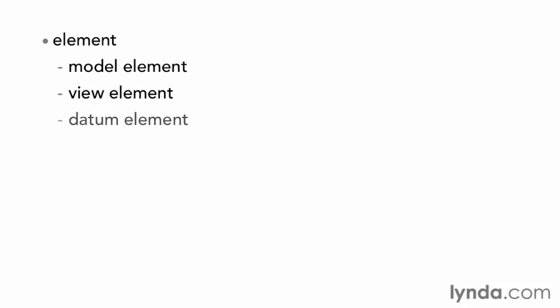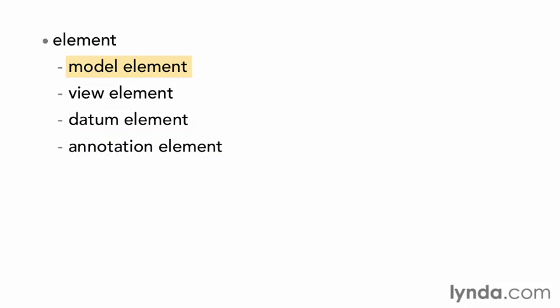So I'm going to start with the broadest grouping. All of the elements in the software could be grouped broadly into some major groupings. I like to call them buckets. So if you thought of model elements as one big bucket, and then we also have view elements, datum elements, and annotation elements. What I'm going to focus on mainly in this movie is model elements and annotation elements.